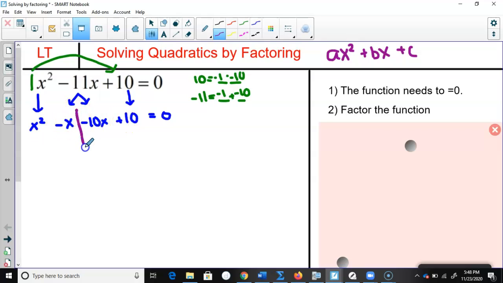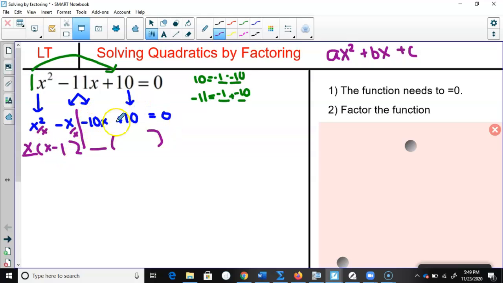To factor by grouping now, what we're going to do is we're going to look at these four terms as two separate groups. I like to put my template out like this. I look and see what is the GCF of this first group, and the GCF of this first group is an x. So I'm going to factor that out. When I factor that out, I'm left with x minus 1.